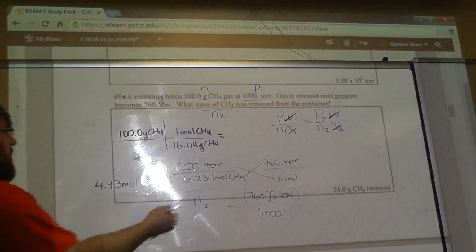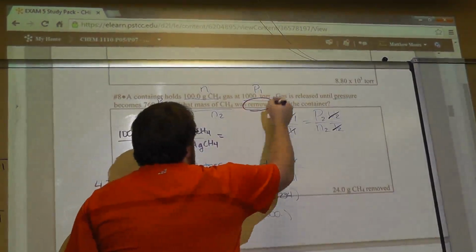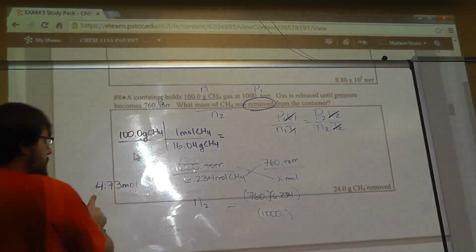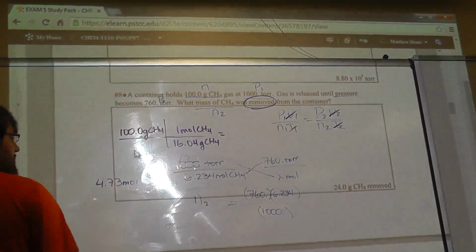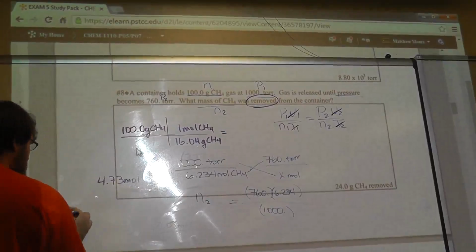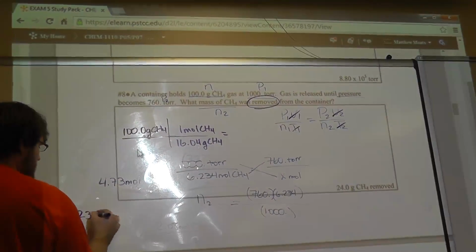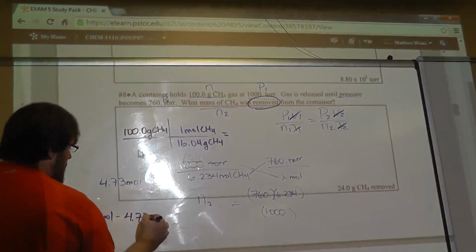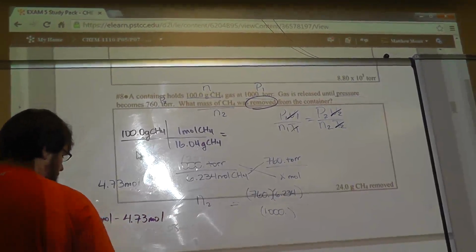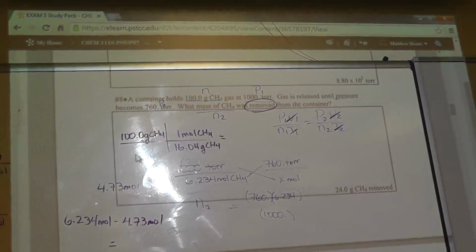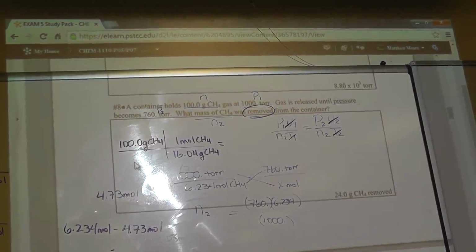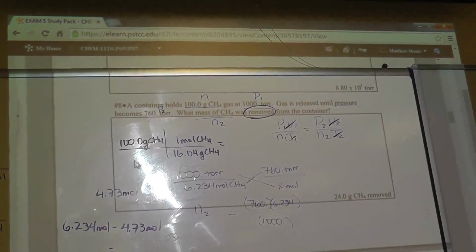If we want to know how much was removed, because that was really the key in doing all this, we want to know how much we lost. If you ended up with 4.73 moles, you started with 6.234 moles. So 6.234 moles minus the 4.73 you had at the end of it. How many moles of methane did you lose? Somebody?